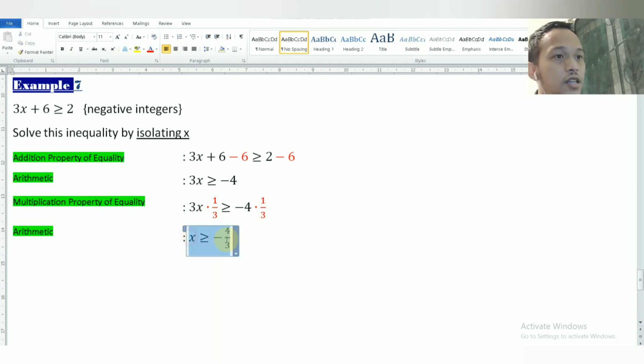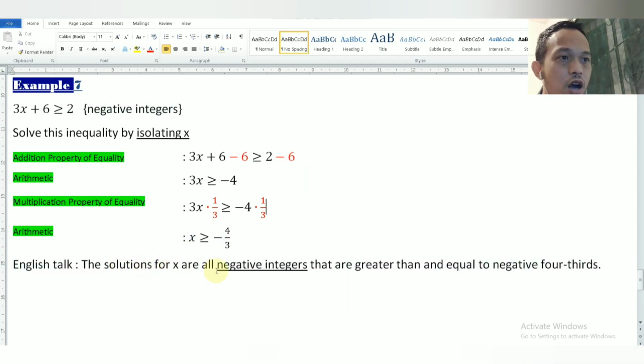So when I combine this statement with the domain, the English talk becomes: the solutions for x are all negative integers that are greater than or equal to negative 4/3. For this specific situation, we can actually put it into a solution set. Why? Because we only have one solution, which is negative 1. Try to find other negative integers that are greater than or equal to negative 4/3. None. Only one, which is negative 1.